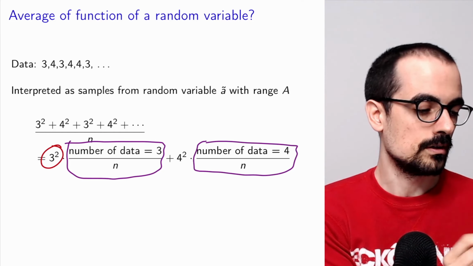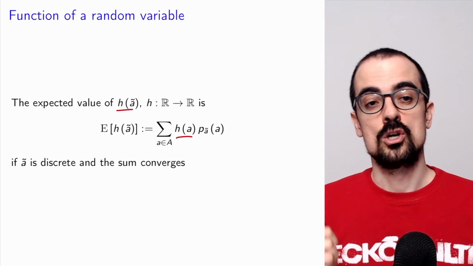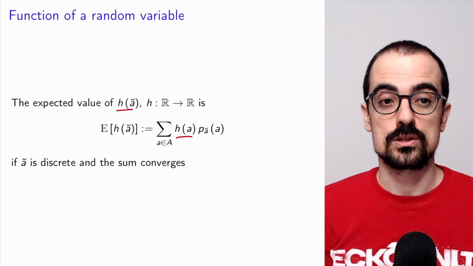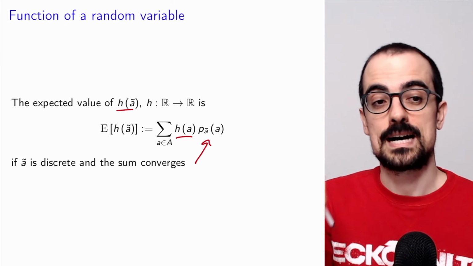This is useful because it avoids having to actually compute the PMF of this new random variable that is the square of the quantity that we're interested in. For a general function h, this is how we define the mean of the function of a random variable as the sum of all the possible values of the function applied to the possible values of the random variable multiplied by the PMF at those values.